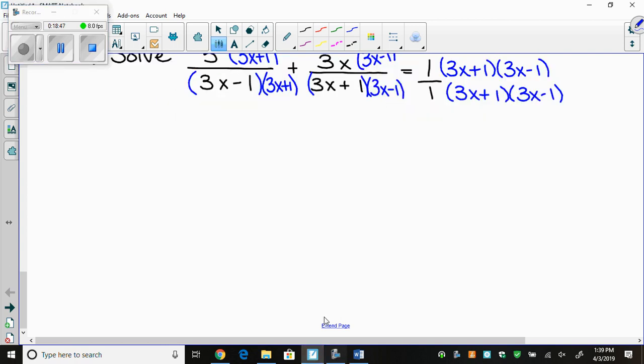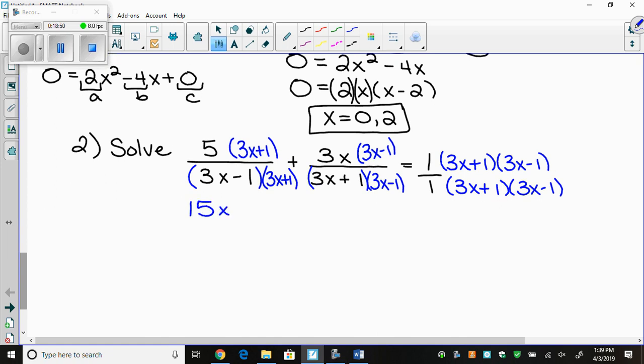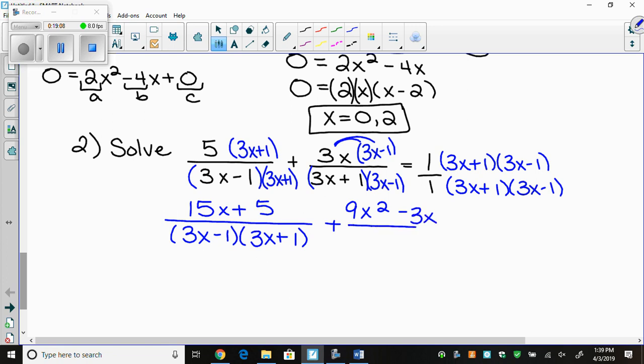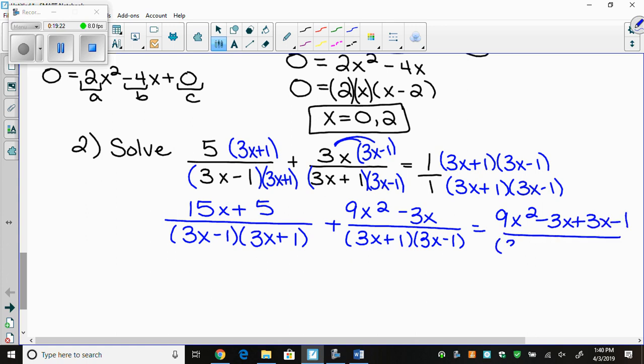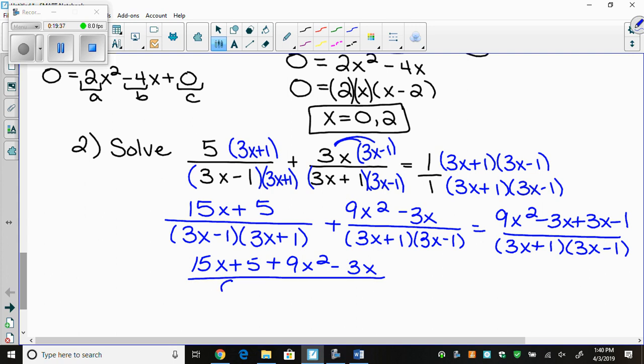So we're going to go 15x plus 5. That too. 3x minus 1, 3x plus 1. Sometimes it just doesn't happen. Okay, 9x squared minus 3x over 3x plus 1, 3x minus 1 equals 9x squared minus 3x plus 3x minus 1 over, and this time we don't have to distribute in because it's a 1 in front, which does nothing. Woohoo. Okay, so then we're going to get 15x plus 5 plus 9x squared minus 3x all over 3x minus 1, 3x plus 1.